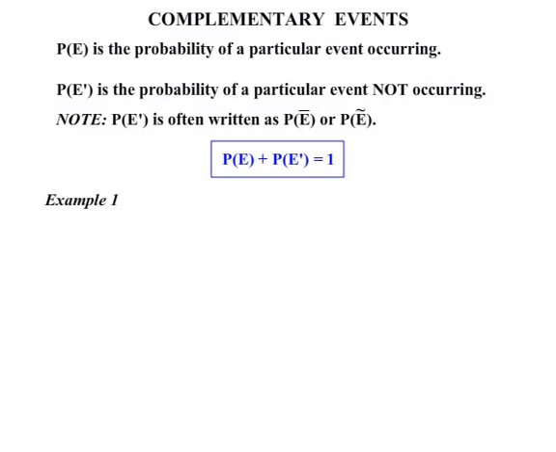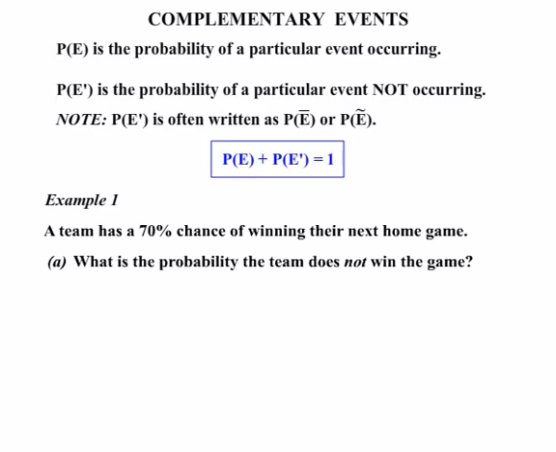Let's look at an example now. We're told a team has a 70% chance of winning their next home game. And we're asked what is the probability the team does not win the game. Well, let's have a look here. There's a 70% chance of winning. So P(W), or the probability of winning, is equal to 70%.